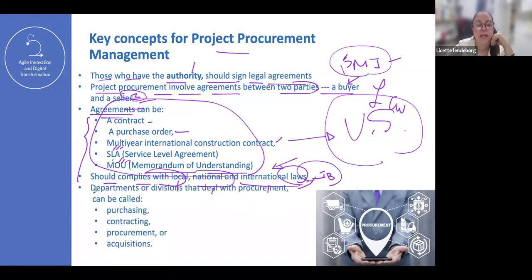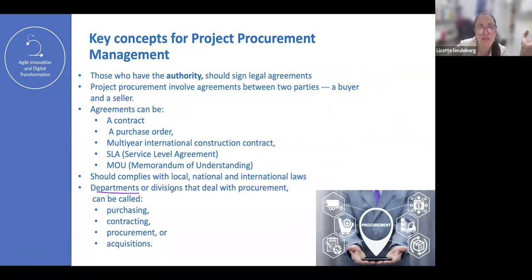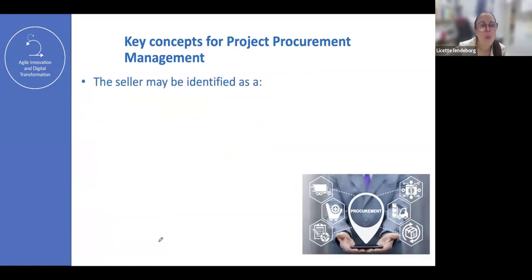All right. The name of these departments or divisions in any company that deal with procurement: the purchasing department. It's the same as contracting departments, legal, purchasing, contracting. Those are the same idea in project management. Procurement department or acquisitions, those are the same name. Purchasing, contracting, procurement, or acquisition.